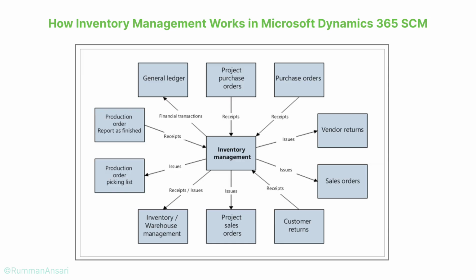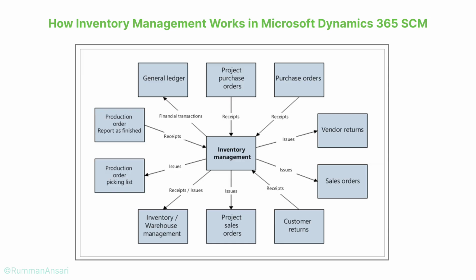Out of the 1000 smart TVs that you received in the earlier example, 50 have cracked screens. In that case, the warehouse processes a vendor return, reducing the inventory and sending the faulty units back to Samsung. Okay, now I hope the vendor return process is clear and how it is connected to inventory management.